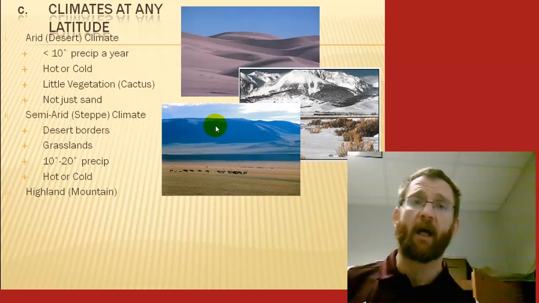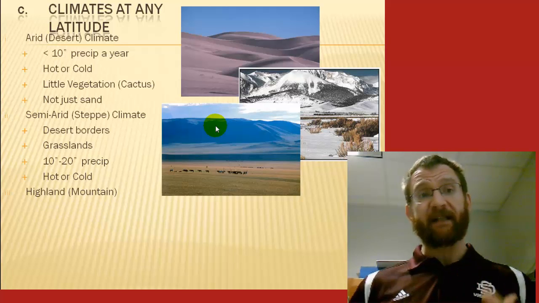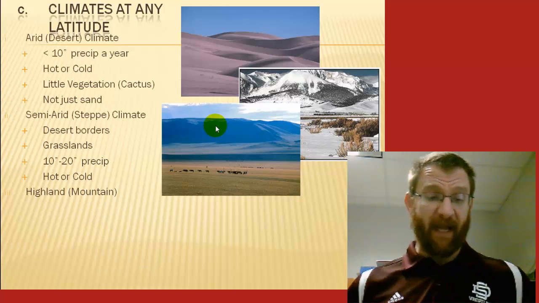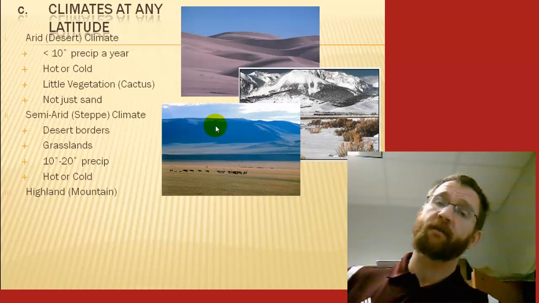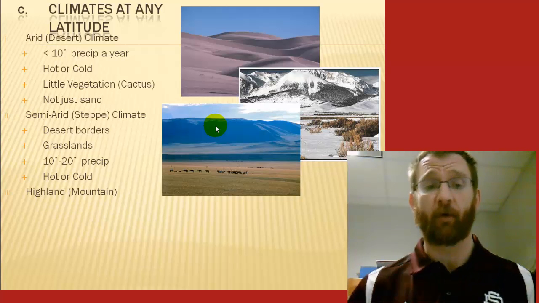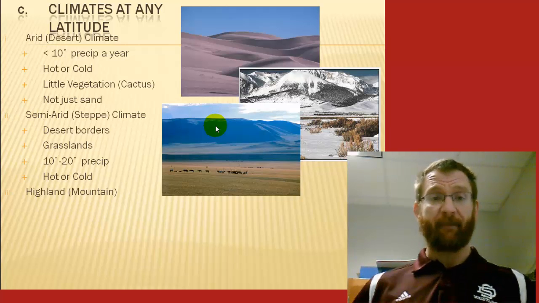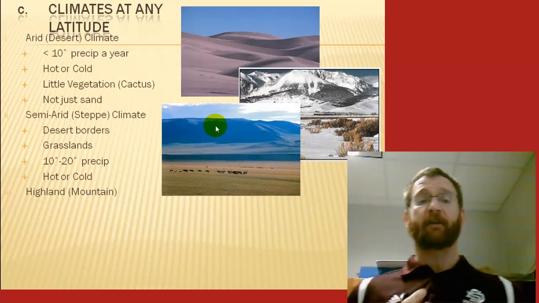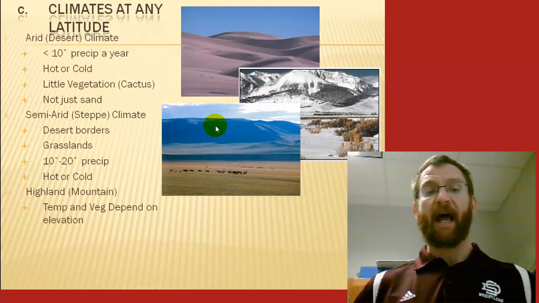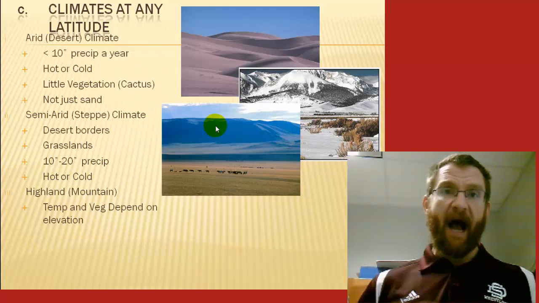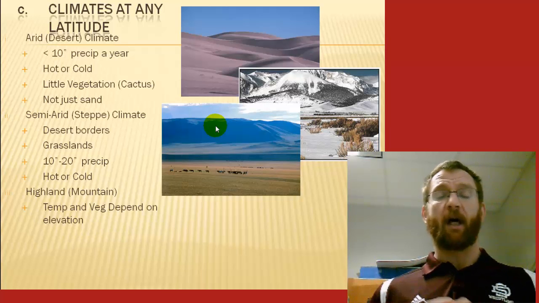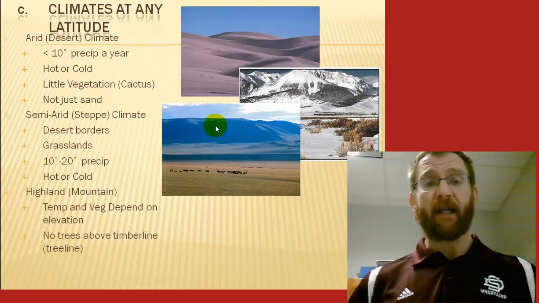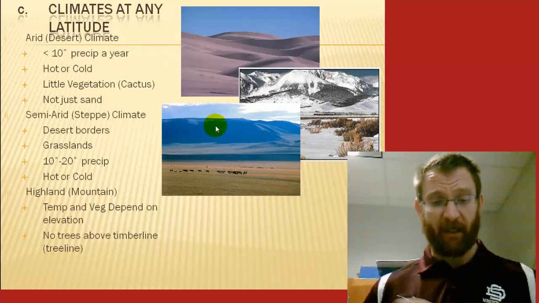The next aspect of climate, or influence on climate, is called mountains. Mountains have the same influence on climate that latitude does. So this is a highland or a mountain climate, and altitude has the same impact that latitude does. In a highland climate or altitude-based climate, temperature and vegetation both depend on elevation. And there are no trees above the tree line. So you've got two bullets.